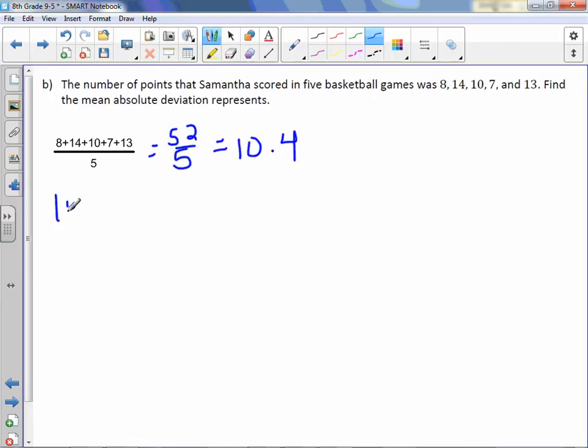Now we're going to take the absolute value of each data point subtracted from the mean. So I'm going to go ahead and set them all up first and then find the differences.